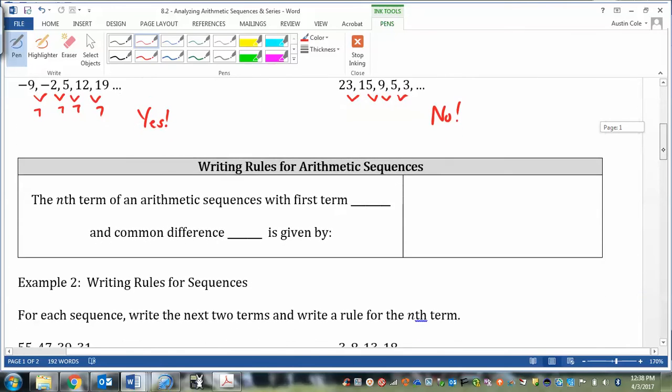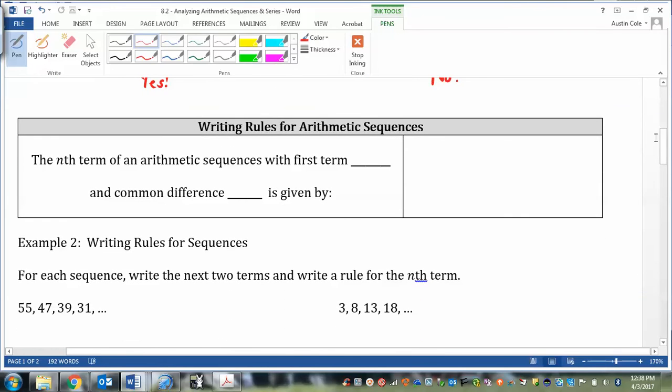All right, now writing rules for arithmetic sequence. We've already done this. We did it on our quiz, we did it on our bell ringer, and I always use the find the slope and then go back one. Now you guys can use that if you want. I think that's a pretty darn good way, but here is a formula if that doesn't help you. So if you don't like the way that I've taught it, you can use this formula.